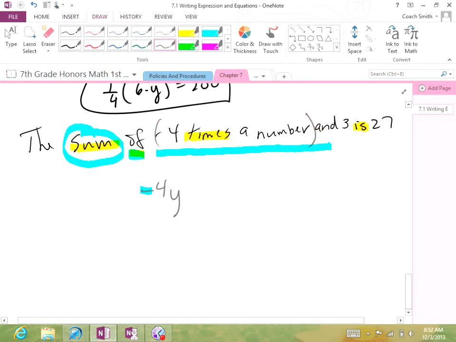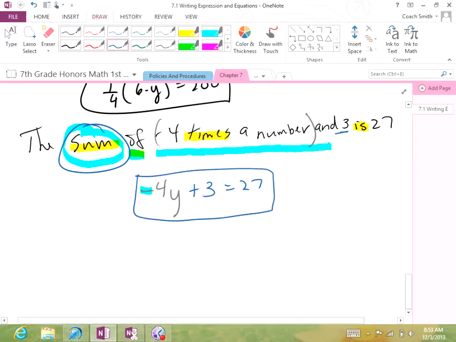Okay, so now what's the next thing I do? Plus 3. The next thing is plus 3 because of the sum and 3. Okay, and the last part's easy. Equal 27. Okay, and so that would be your answer.